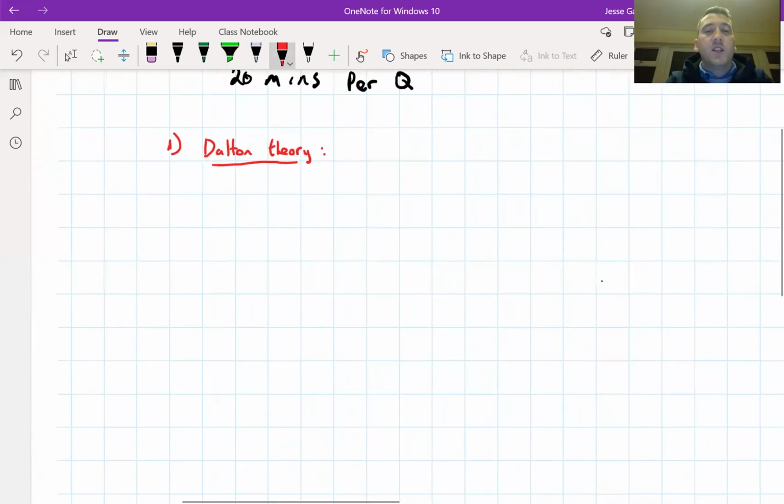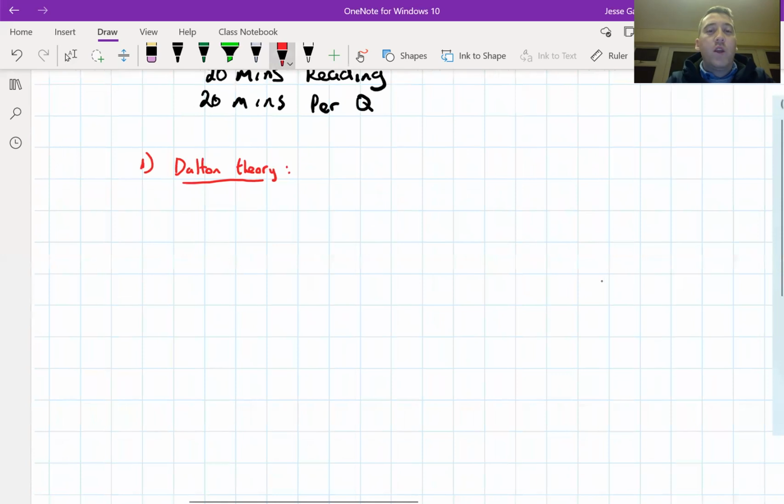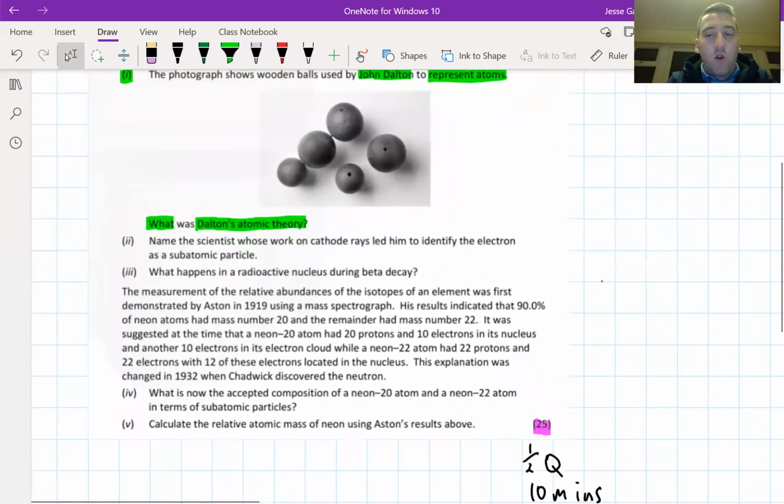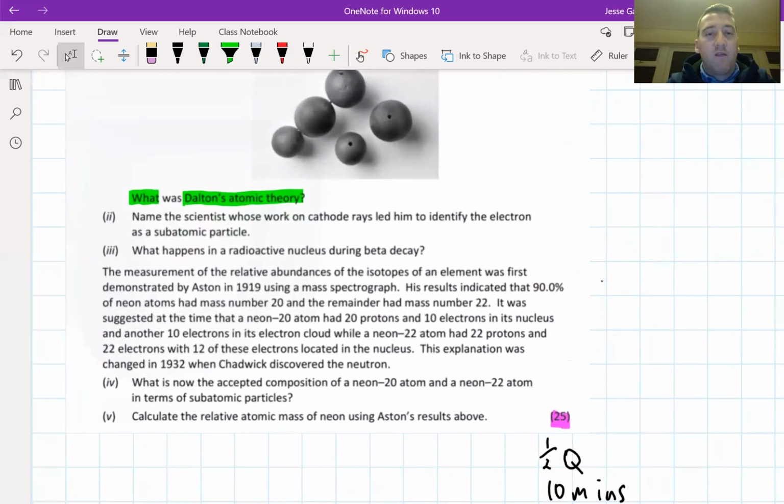So what I'm going to get you to do is pause the video and write down what you can to summarize Dalton's theory. Now, how many marks is it worth? We don't know how many marks it's worth. It doesn't break it down for us. Some questions, as you'll see, some years it breaks it down and tells you how many marks that's worth.